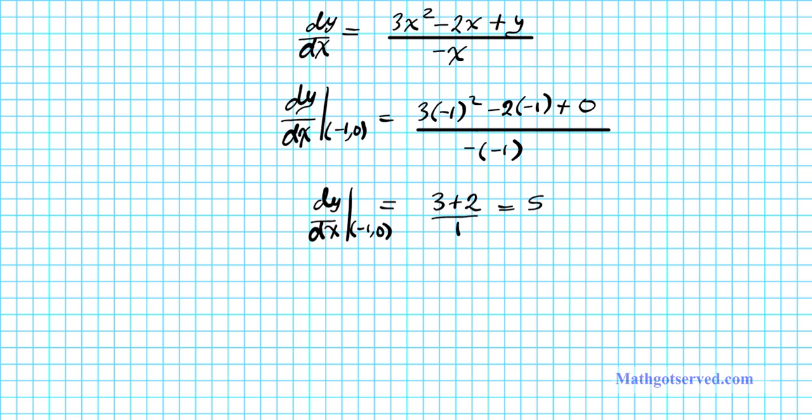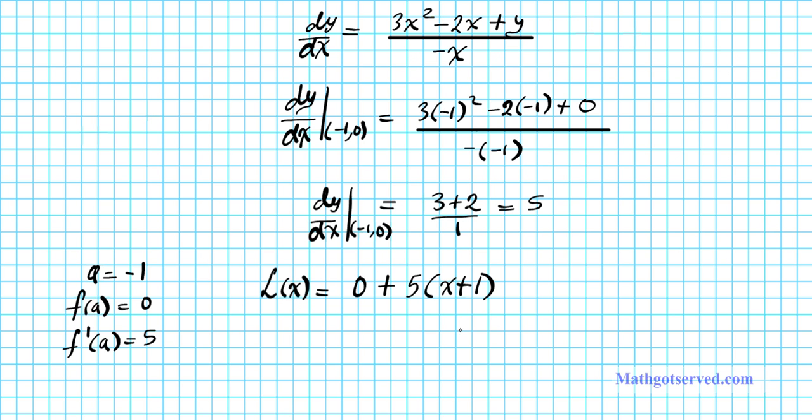Okay, so now we know what f prime of a is. Okay, so remember a is negative 1, f of a is 0. Now f prime of a is 5. So let's go ahead and write down our equations. So tangent line L of x is f of a, which is 0, plus f prime of a, which is 5 times x minus a, minus negative 1 is plus 1.